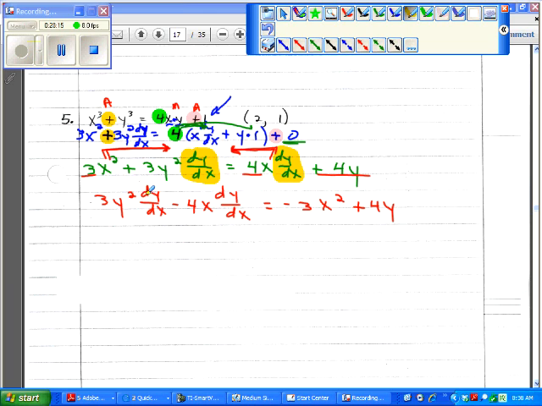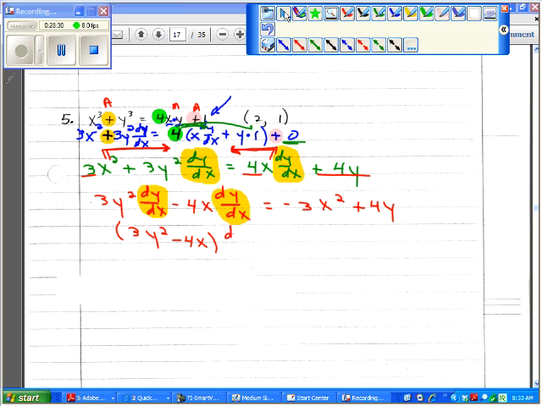So now we can factor off that common factor of dy dx. If we put the factored off part in parentheses first, we would have 3y squared minus 4x dy dx is equal to negative 3x squared plus 4, and again 4y. I'll do that all the time. Okay.